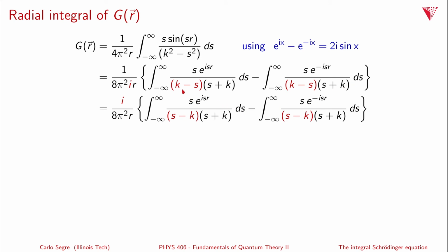Now I'm going to take this, and if I bring the I above, I have a minus sign, and that allows me to flip the sign inside these. And so I get, instead of k minus s, I get s minus k, and s minus k here, because of the double minus sign. So the integral is the same, except now you have s minus k and s plus k in the denominator. So g of r is then equal to I over 8 pi squared r times integral 1, which is this first one, minus integral 2.